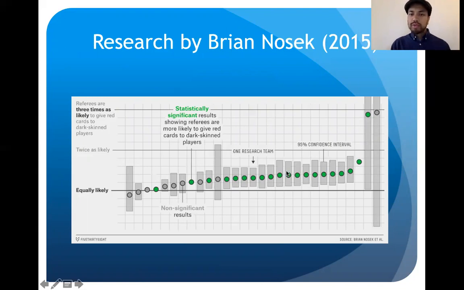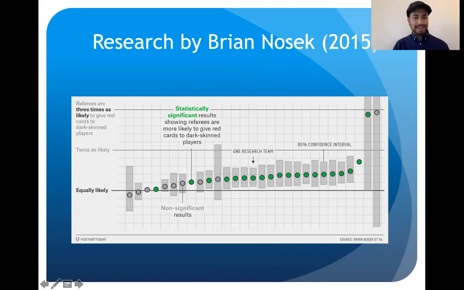Not only that, there were also differences in how much more likely they thought that dark-skinned players were to get red cards. Here you can see some of them hovering around 1.5 times as likely. You have some that are around equally likely, but up here in the upper right-hand corner, you even have one that says, hey, they're 3 times as likely to get a red card. Right next to it, another study that did not find a significant effect.